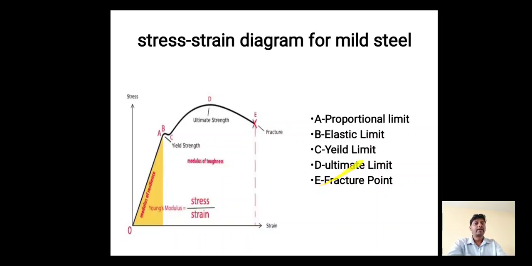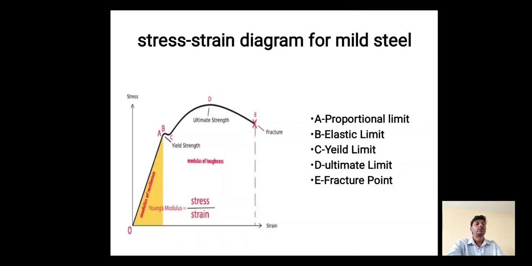Then coming to the fracture point. This E point is nothing but the fracture point. If you apply any stress beyond this fracture point, that material or component will break into pieces. That is called the fracture point. So this is the stress strain diagram. Particularly we are studying it for mild steel, because when designing we use mild steel components more. So the study of the stress strain diagram for mild steel is very important.